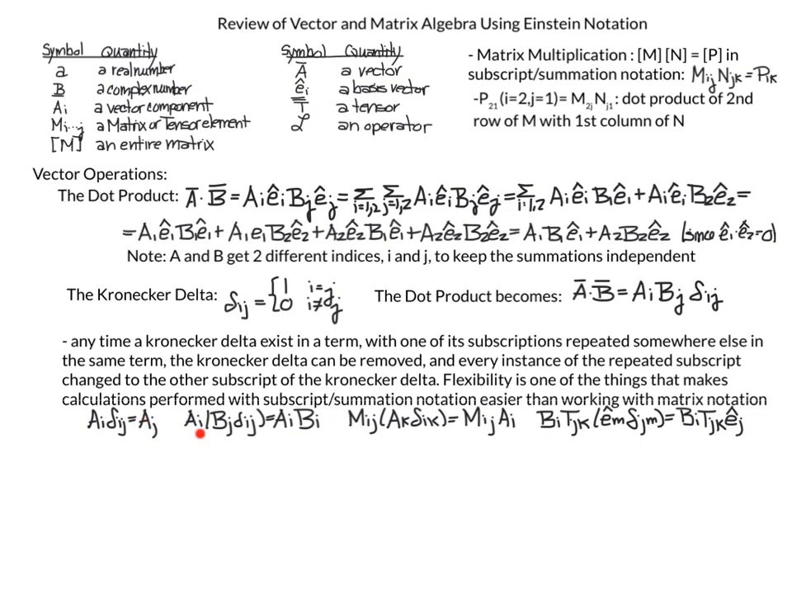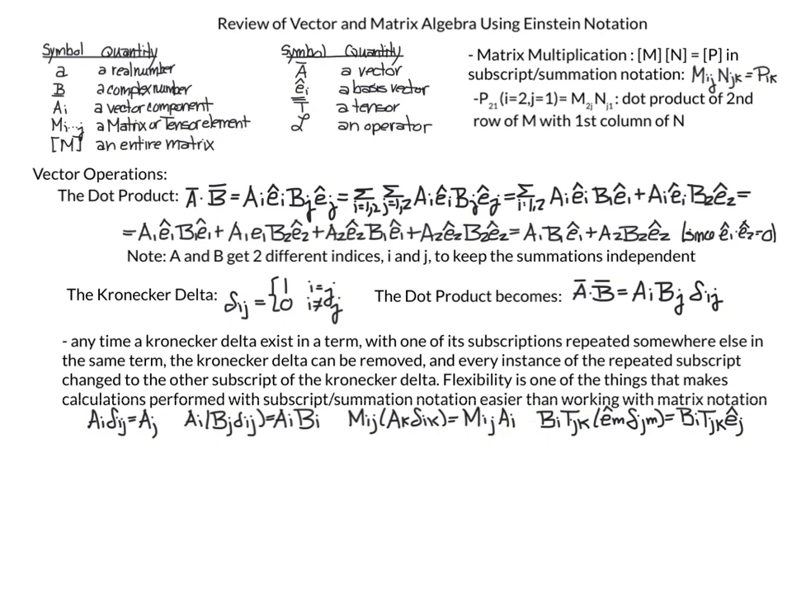Here's another example. We have a sub i, b sub j, delta ij. Here we have j repeated. So we can remove the Kronecker delta, and then we give our b the i index. So we have a sub i, b sub i. Now we sum over the i here. Here we have a matrix element, the ith jth element of a matrix, times a sub k times our delta ik. Here again, k is repeated, so we can get rid of the Kronecker delta, and then the a takes the subscript i. So we have m sub ij times a sub i. Now we're summing over the ith index here.